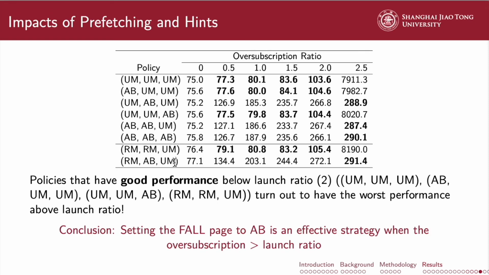So overall, the effect of hint AB varies in different situations. When the ratio is higher than the launch ratio, setting 4 pages to AB is good, but it harms the application's performance when oversubscription is not high enough.